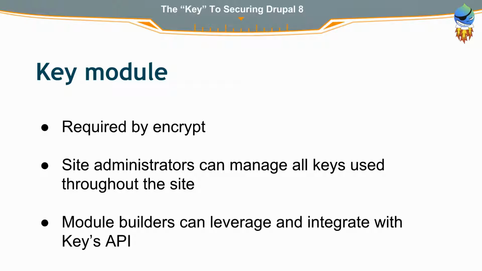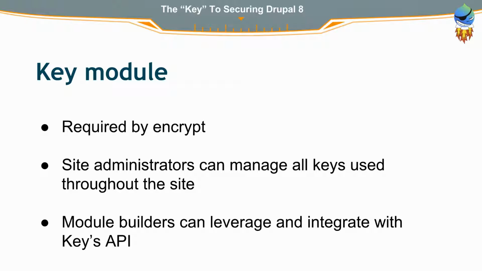The way that works is module builders will basically integrate with the key API, so that their settings form doesn't ask you for an API key anymore. It asks you for which key. Which key do you want to use? And again, we'll go over that. One thing about the key module, this came out of Rick and I sitting around at a coffee shop working on encrypt. And I was like, why does encrypt manage its own keys? It shouldn't. And so we started thinking about all the other ways that we could use a key module, and we'll get into some of those in a minute.